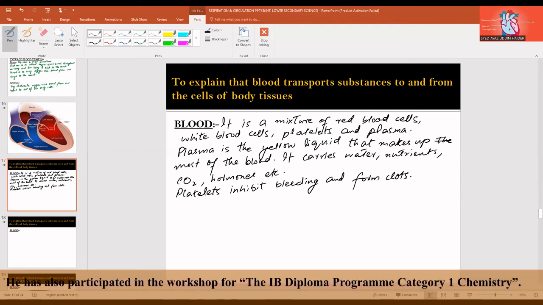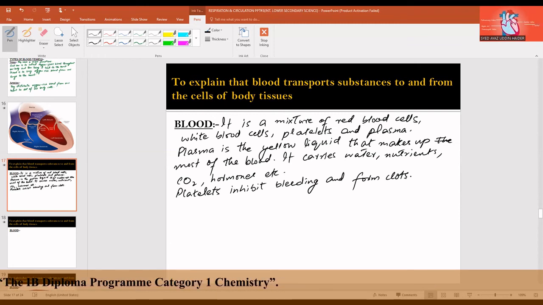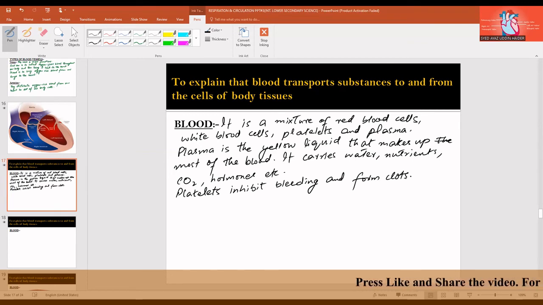White blood cells help us in fighting against infection and other diseases, and therefore are part of the immune system.